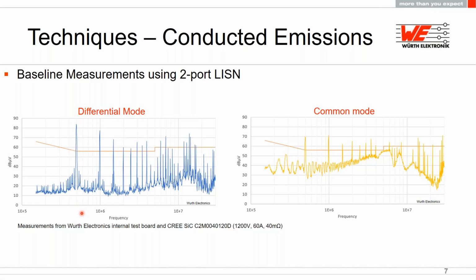This fundamental switching frequency of the FET is 500 kilohertz. I did that to mimic the example that I was talking about earlier. Second harmonic, third harmonic, fourth harmonic. You can see basically all of these harmonics are above the limit line.